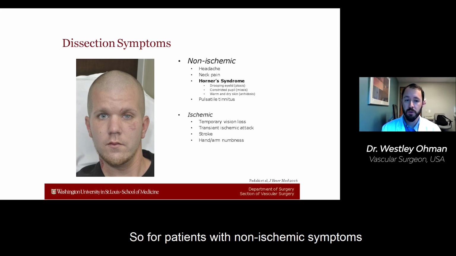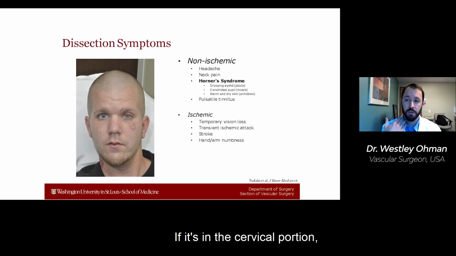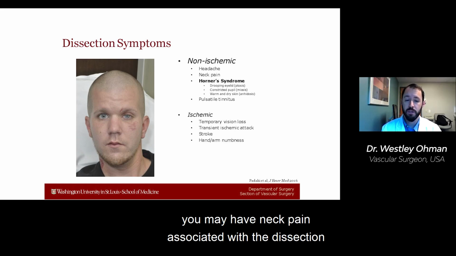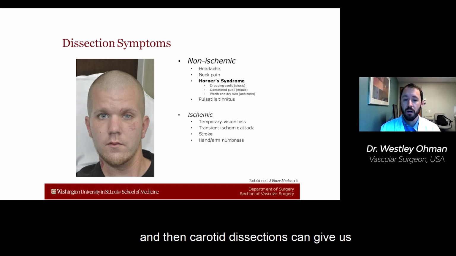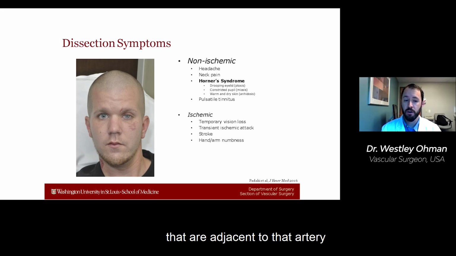moving forward. And so for patients with non-ischemic symptoms related to either a carotid, a vertebral, or a subclavian artery dissection, there's often pain in that region. So if there's an intracranial carotid or vertebral dissection, you may have headache. If it's in the cervical portion, you may have neck pain associated with the dissection. And then carotid dissections can give us what's called Horner syndrome, where there's a disruption in some of the nerve fibers that are adjacent to that artery that run off to the base and neck.